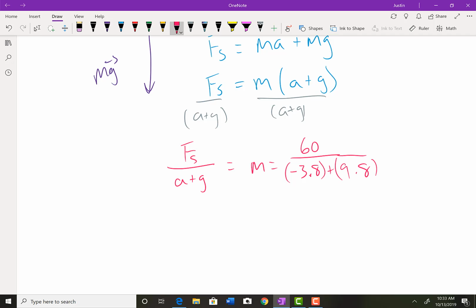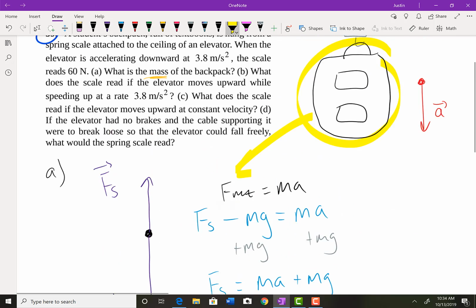You're free to use 10. That would work as well. But I could see this is just going to be 60 divided by 6 equals the mass. And that's going to give me 10, I hope, kilograms. So 10 kilograms right there is going to be my mass. All right, there we go. So that's the mass of the backpack right there.